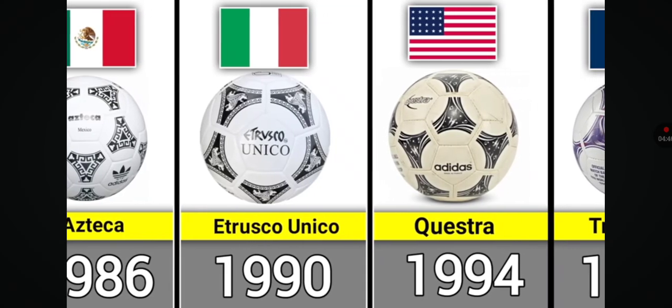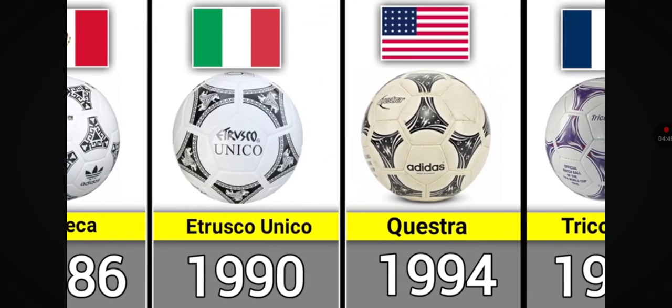1994, Questra. The Questra was designed for better speed, softness, and control.